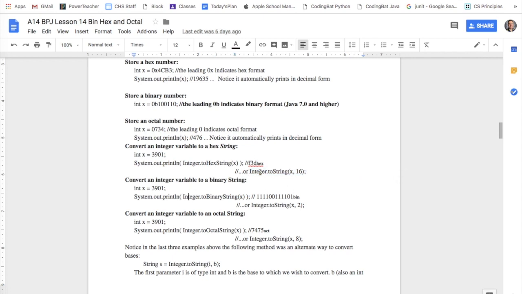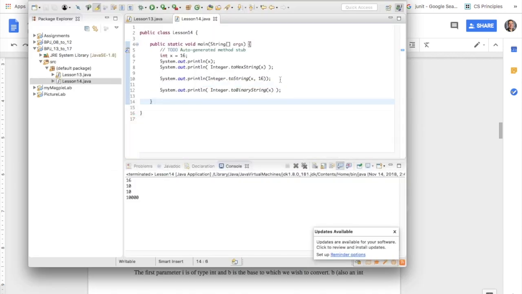With binary, we could do the same thing as the .toString, but with a 2 for the base. So let's take a look at that. With a 2 for the base, it works the same as the 2 binary. So if you know the base, you can use this version, or you can use the 2 binary version.